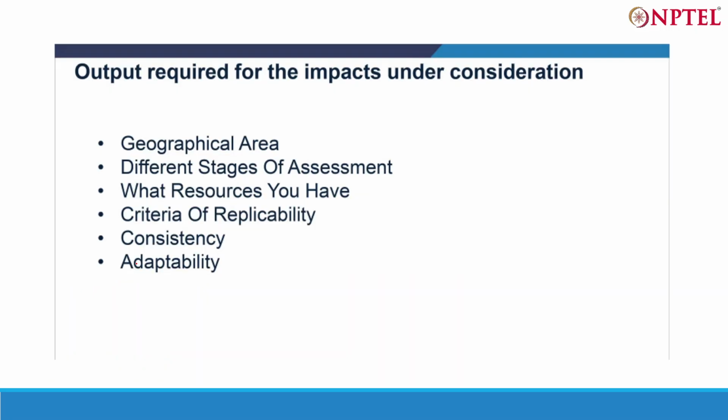So now linking it to the contents of the slide: output required for the pattern considerations. So geographical area, definitely the resources you have, criteria of applicability, with consistency and adaptability being the other two. If you select an EIA method which is not consistent, giving one result at one time and a second result at another time, we don't choose that method. Another one is adaptability. It has to be adaptable for all situations, like it can be implemented for the hilly region and also for the plain regions. So this is how an EIA method is looked into.